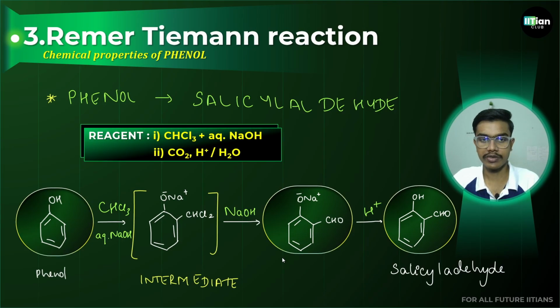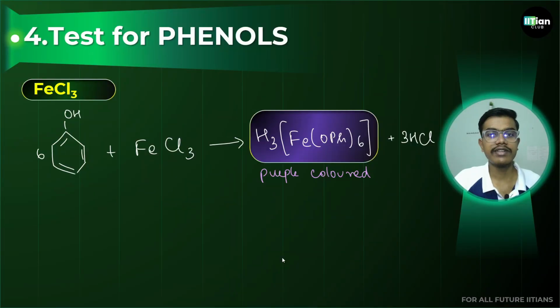Next, we have Reimer-Tiemann reaction, which is also a chemical property of phenol. Phenol is turning to salicylaldehyde. Previously, it was phenol turning to salicylic acid. Here it is turning to salicylaldehyde. The reagents are, first, CHCl3 and aqueous NaOH. The next is CO2 and acid, H+ and H2O. First, when phenol is reacted with CHCl3 and aqueous NaOH, you will be getting an intermediate like that. Then further, when you are reacting with NaOH, you will be getting an ion like that. And then finally, when you are treating with acid H+, you will be getting salicylaldehyde. I hope you got it.